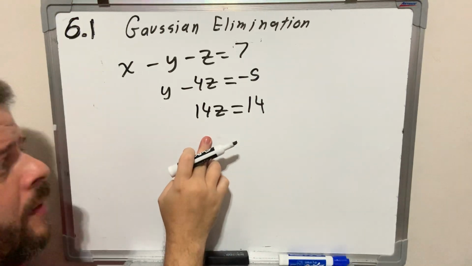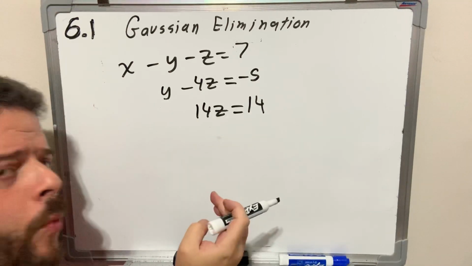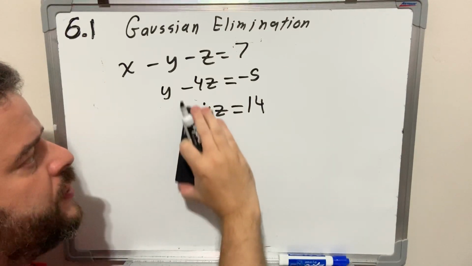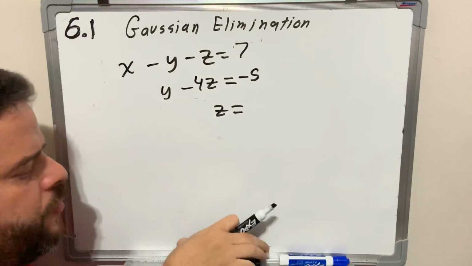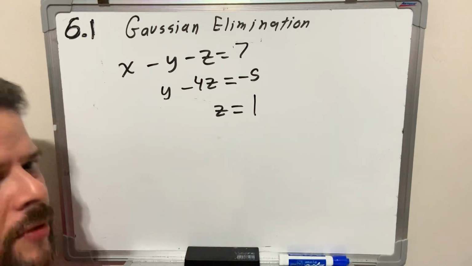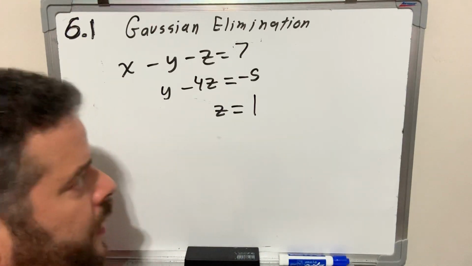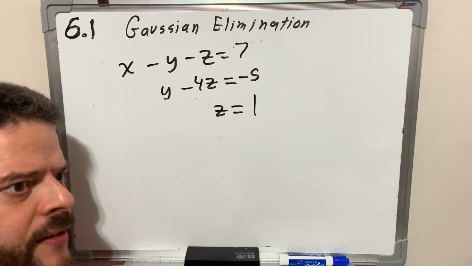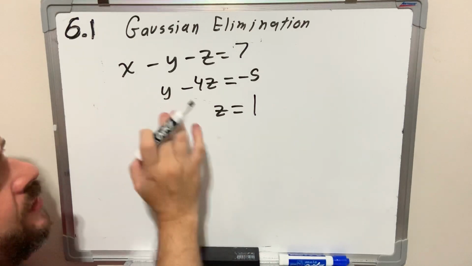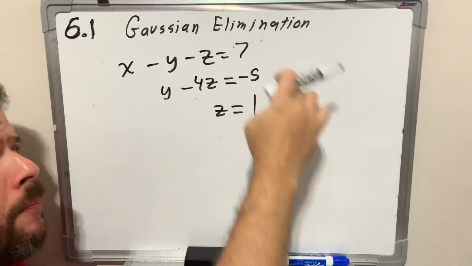Now, once you have your row echelon form, you're pretty much done. All you got to do is, well, first of all, okay, what is z equal to? When you divide by 14, you know that your z is equal to 1. I divided that by 14. Again, you want your variables to have a leading term of 1 unless you end up with some crazy decimals or fractions.